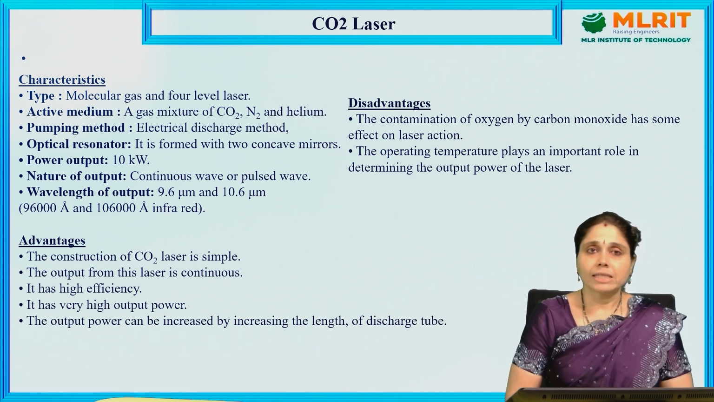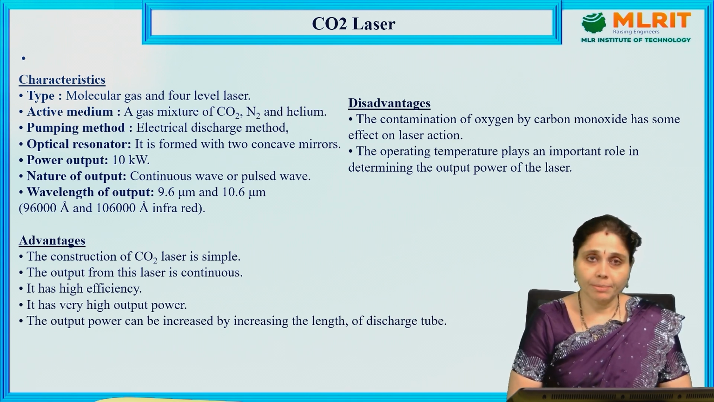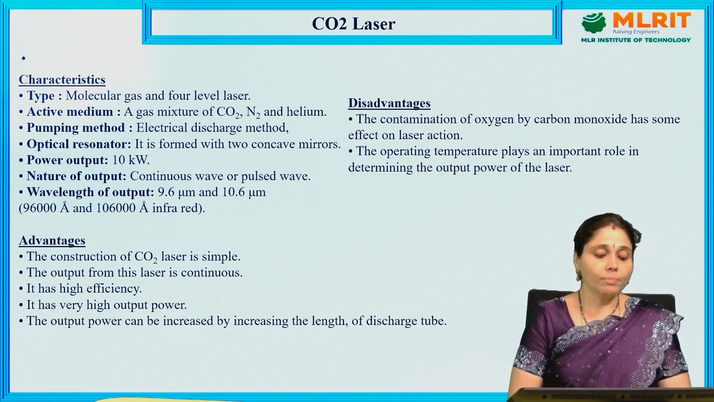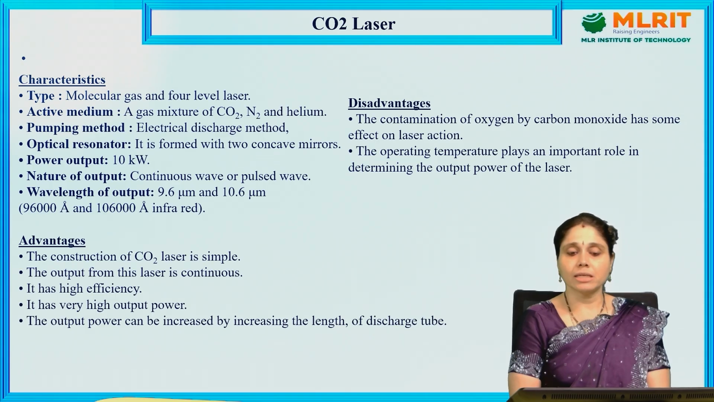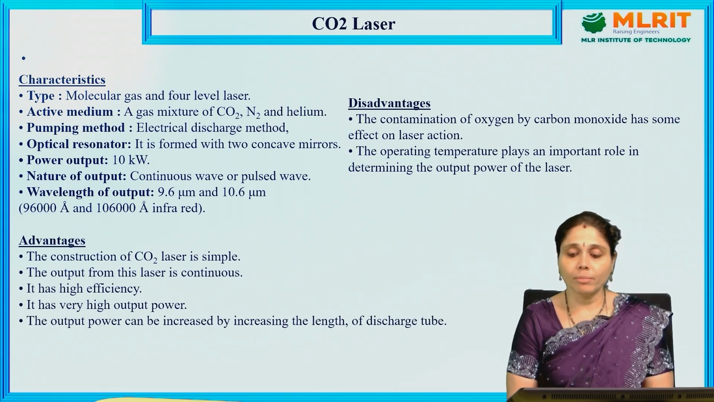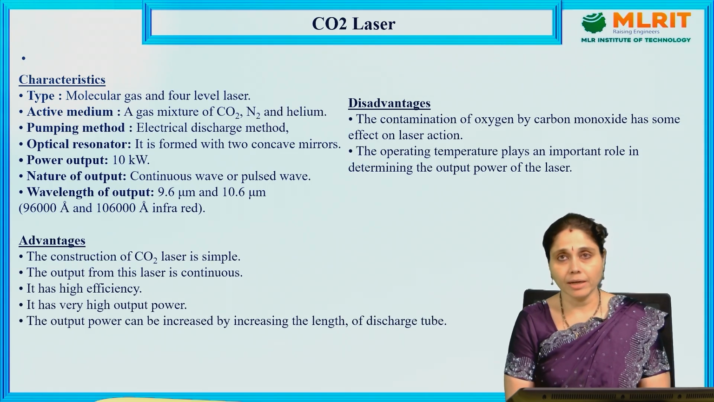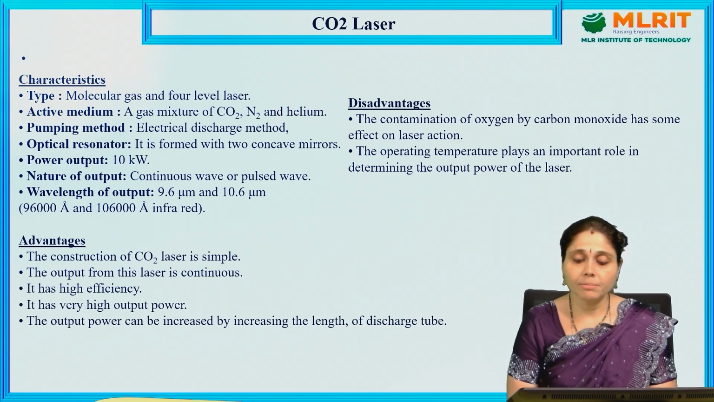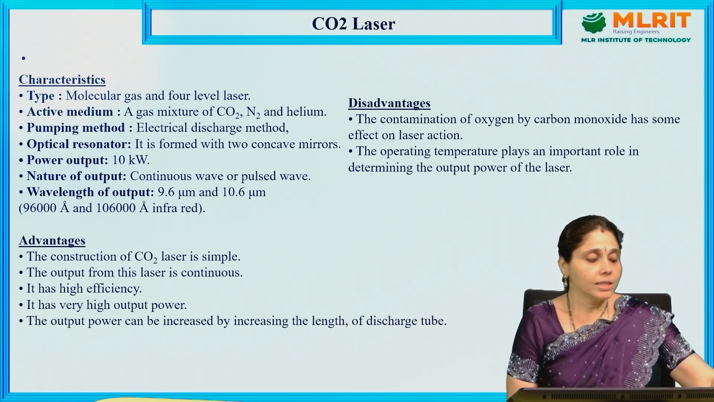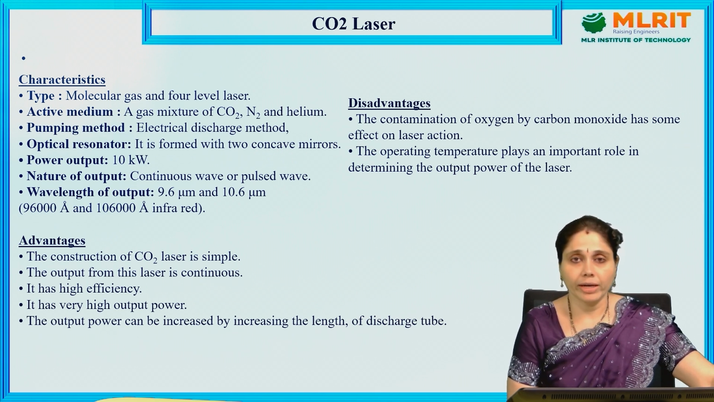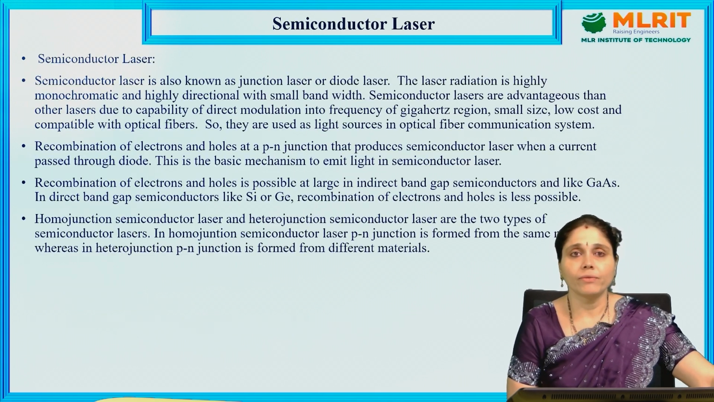Now what are the advantages? The construction of the CO2 laser is simple. The output from this laser is continuous. It has high efficiency and a very high output power. The output power can be increased by increasing the length of the discharge tube. What are the disadvantages? The contamination of oxygen by carbon monoxide has some effect on the laser action. The operating temperature plays an important role in determining the output power of the laser. Since we are working with three different gases, it is a little bit difficult.